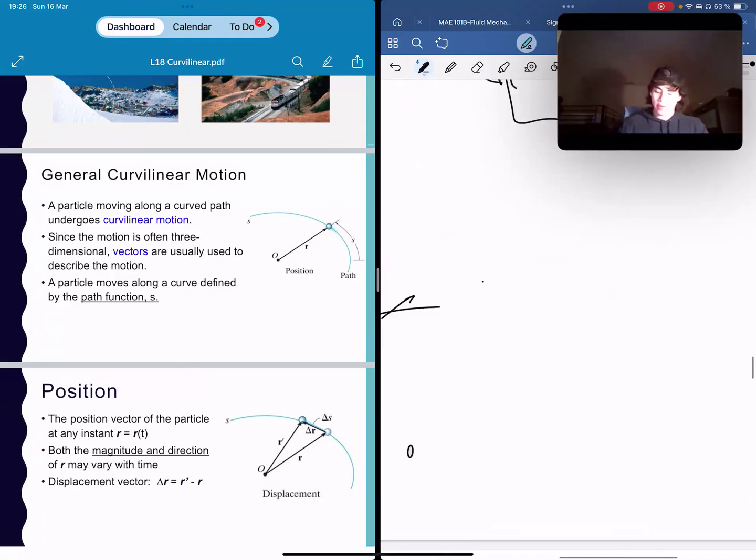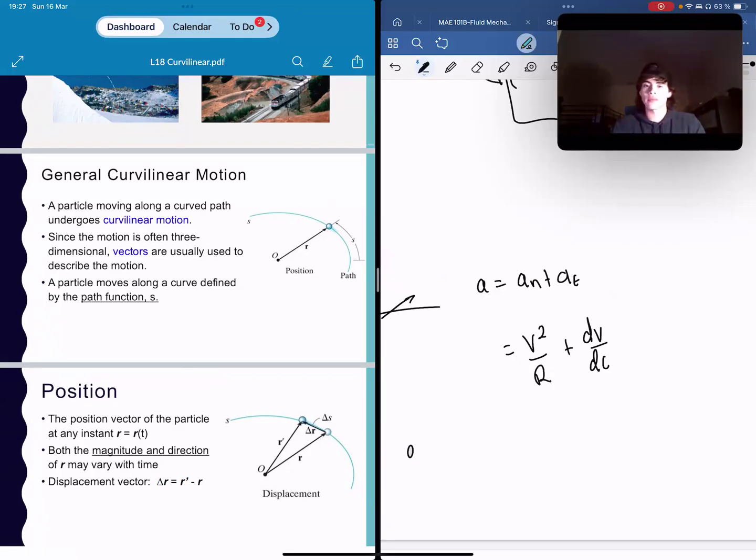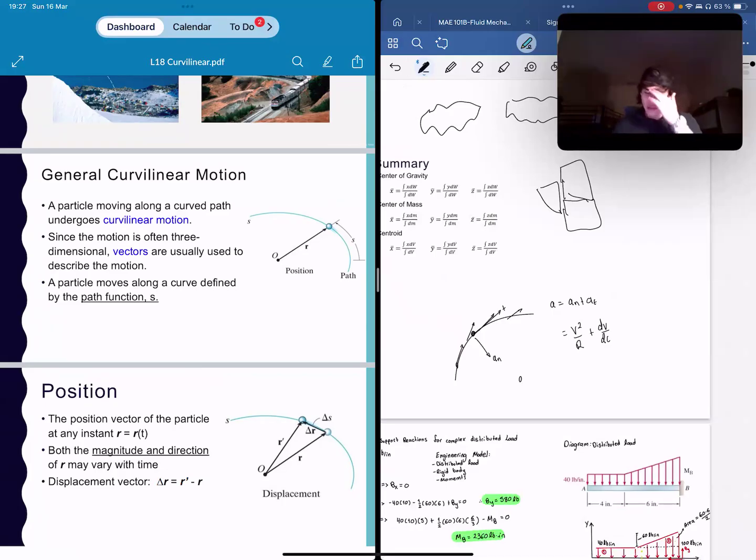We derived in class that the total acceleration for a curvilinear motion is described by AN plus AT. AN, again, normal acceleration, AT, tangential acceleration. AN, we derived that it was the velocity squared over the radius, and AT is just dv/dt, where dv is tangential to the curve, right? It's a vector tangential to the curve. That's what it means.